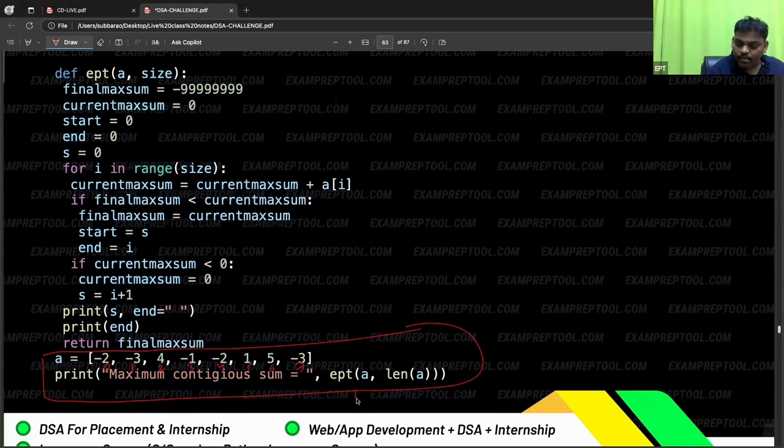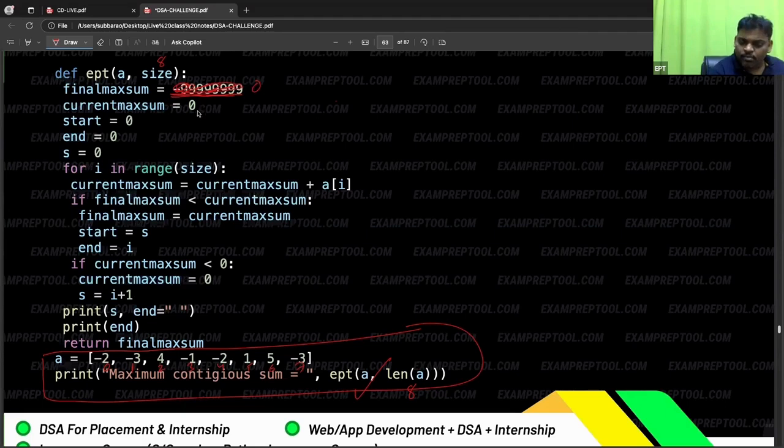So the array I am passing, the length of the array is 8. 0 to 7, 8 people. So final sum: let us take a very small value. You want the best one, so you are taking the least one. If you want, you can make it 0 also, no problem.